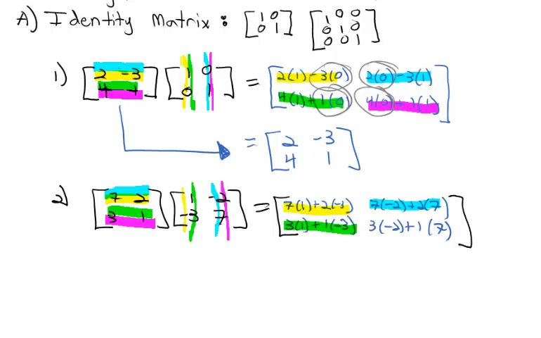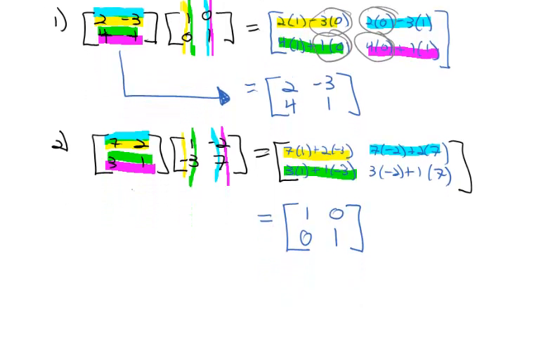And when we simplify this, we end up with 7 minus 6 is 1. Negative 14 plus 14 is 0. 3 minus 3 is 0. Negative 6 plus 7 is 1. And we end up with the identity matrix.